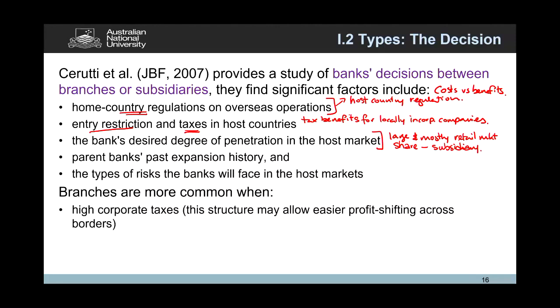And you're going to look at the bank's past expansion history. Was it successful as a branch? Was it successful as a subsidiary? And if that success tells you, hey, I can expand my market more, then I can go in with a subsidiary. So it's more about expanding with care.